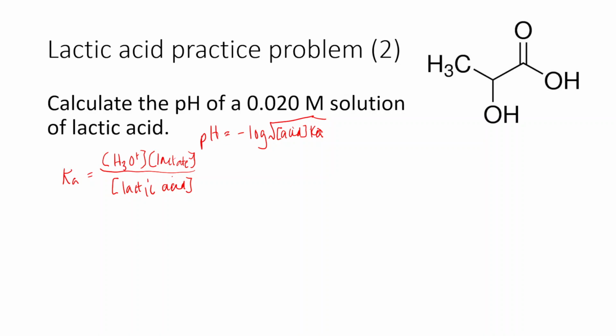And we know that every time a proton dissociates from a lactic acid molecule, you'll get one hydronium ion and one lactate ion. So you can assume here that the concentration of hydronium ions is equal to the concentration of lactate ions. We'll set them both equal to X. They're the same and we don't know what they are. So we could then rewrite this as the Ka equals X times X over the concentration of acid. And then we just want to solve this for X.